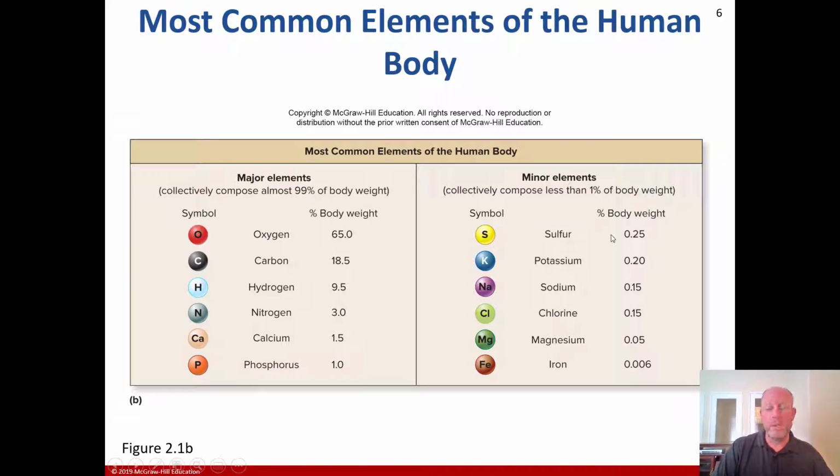And the minor elements, there's still factors, but they're lesser factors. You've probably heard these before too. I'm sure they're familiar to you, whether you recall specific science or not. Sulfur is 0.25% of the body weight, potassium 0.2%, sodium 0.15, chlorine 0.15, magnesium 0.05, and iron 0.006.